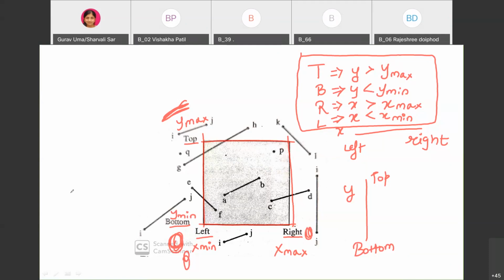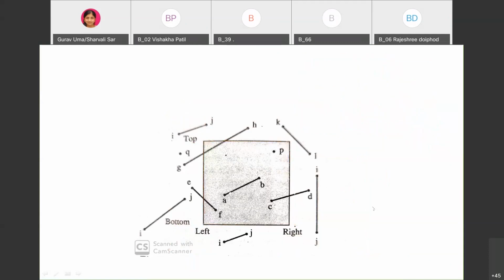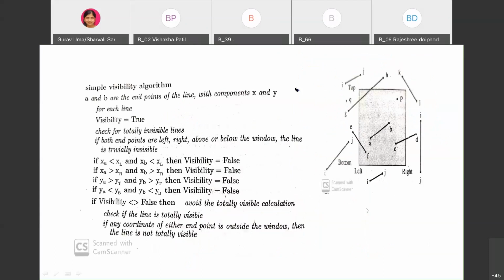So we have a simple visibility algorithm for this case. Now see, this is the simple visibility algorithm. In this, A and B are the endpoints of the line with components x and y. Now, for each line, we have set visibility equal to true.